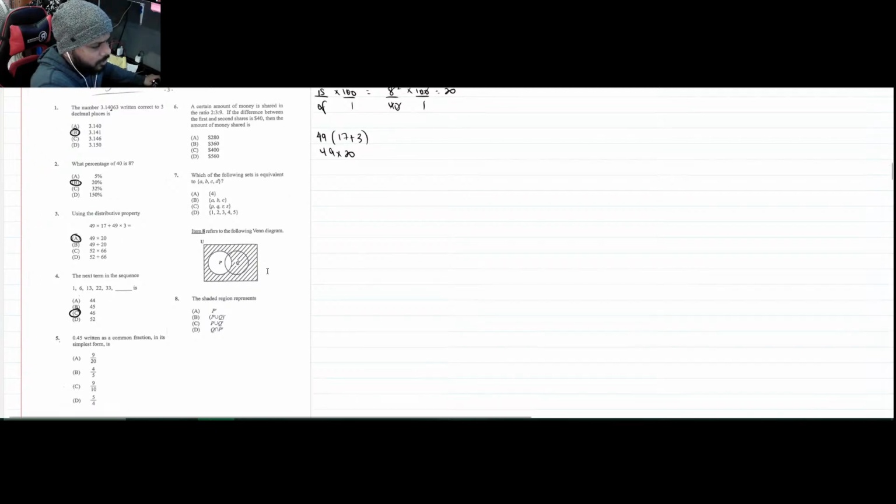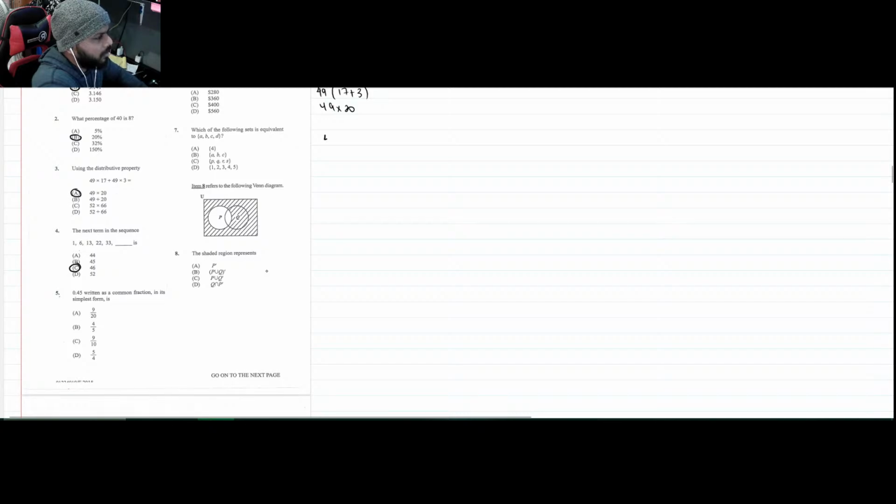.45 written as a common fraction in its simplest form is 45 over 100, which is 9 over 20.